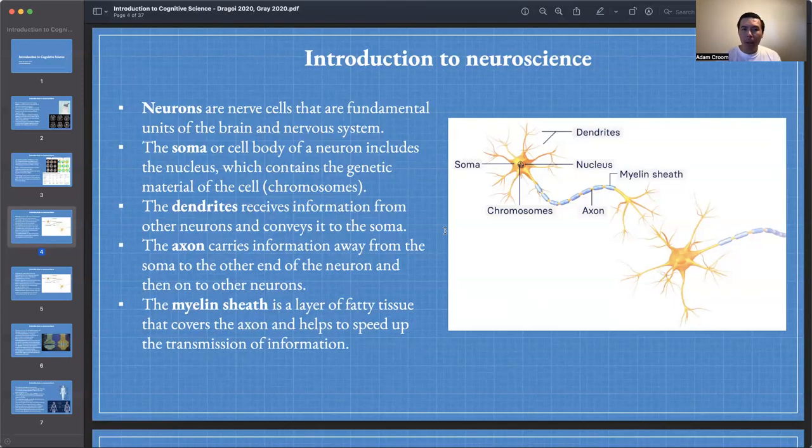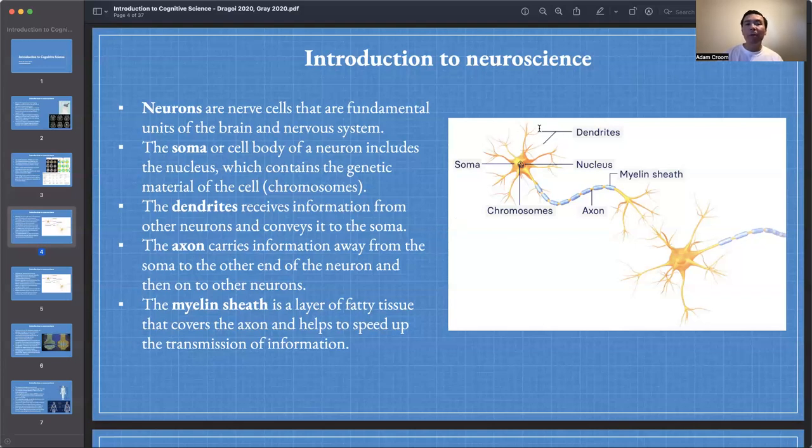The soma or cell body of a neuron includes the nucleus. So we can see in this figure, we have the soma here, and that includes the nucleus. And the nucleus contains genetic material of the cell, right? And we see that that genetic material is the chromosomes. We'll also notice here that we have dendrites and an axon. Okay, so the dendrites are here and the axon is here.